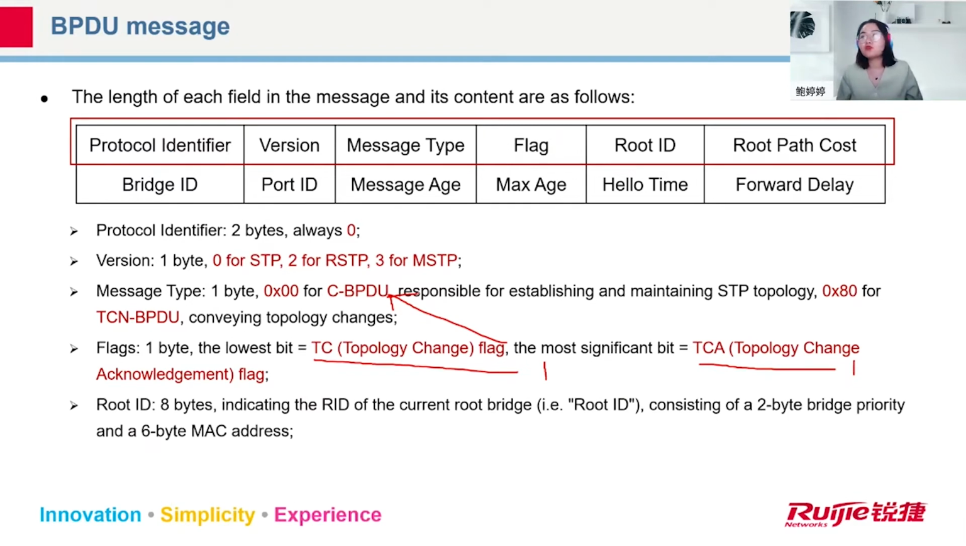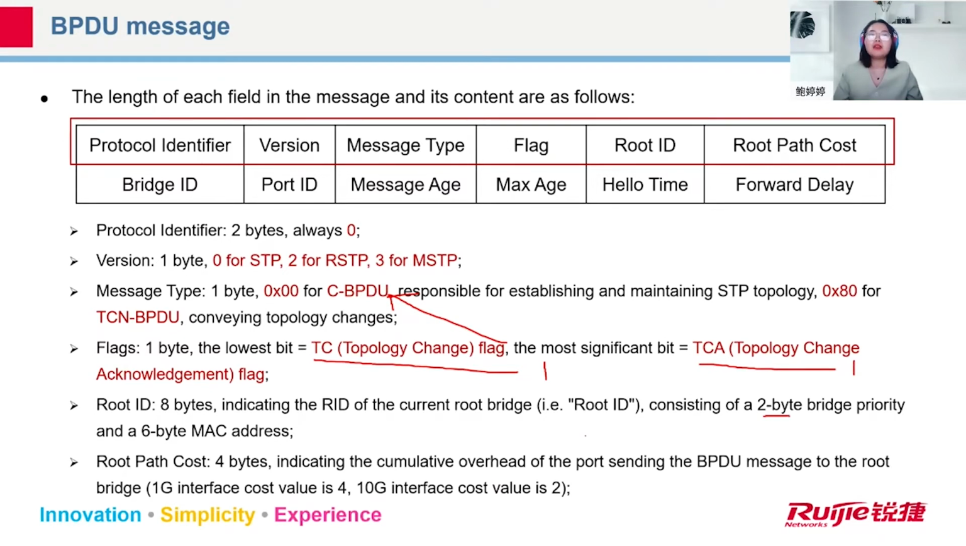And the next part is the root ID. It indicates the ID of the current root bridge. Finally, every switch that sends out the BPDU, the root ID will be the same, because it is only the root bridge ID. It is 8 bytes long. The first 2 bytes are the bridge priority, and the last 6 bytes are the MAC address of the switch. So this is the root bridge.